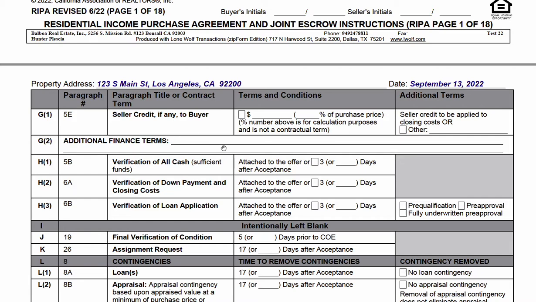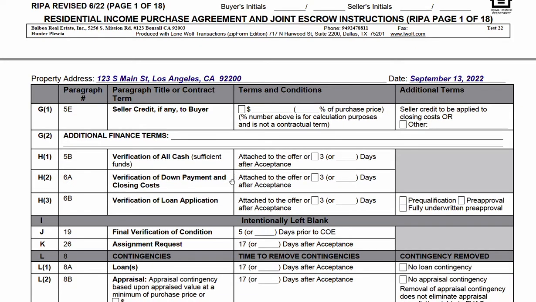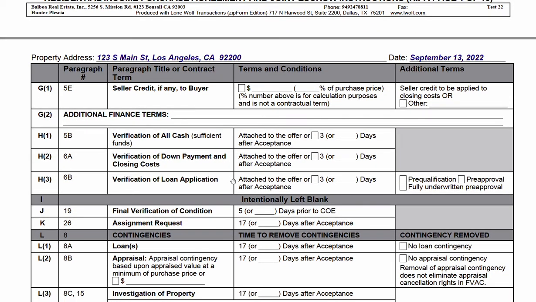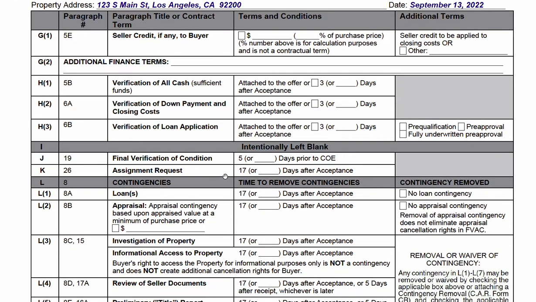Any additional financing terms, write them in here. Your offer should include a proof of funds that shows the down payment, and if it's all cash, all the cash needed. And if it's a mortgage offer, it should include a pre-approval letter from the lender. Now, if not, then you can check this box that within 3 days after acceptance, you'll deliver it, but it really should be included with the offer.